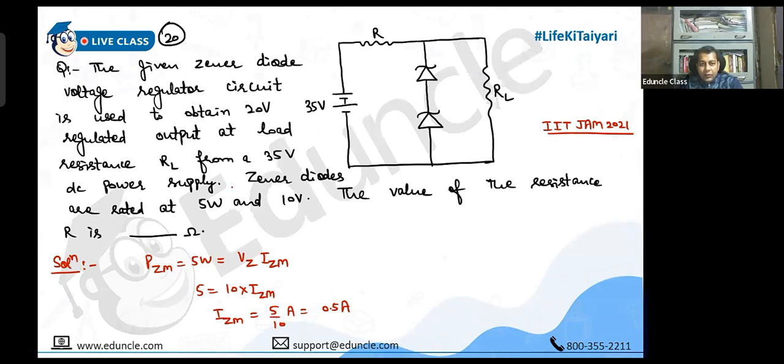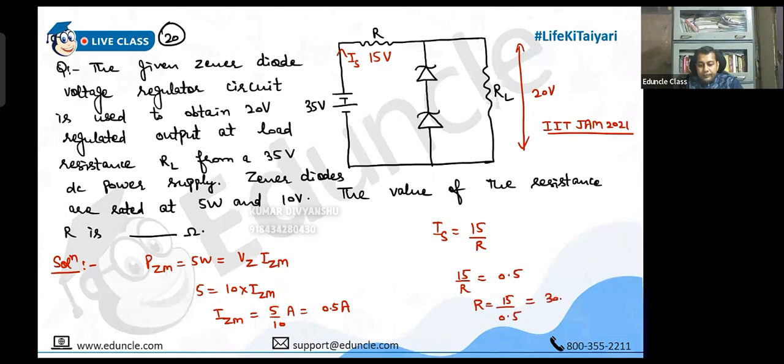And current through R: the voltage across this one is 20 volt regulated. So what will be the voltage across the resistor? 15, no? So what is the current through R? Let it be IS. It will be 15 by R. Clear? And we know that the maximum current through Zener is equal to this current. So can I put this equal to 0.5? Yes, Durga, very good. Please check, everyone.